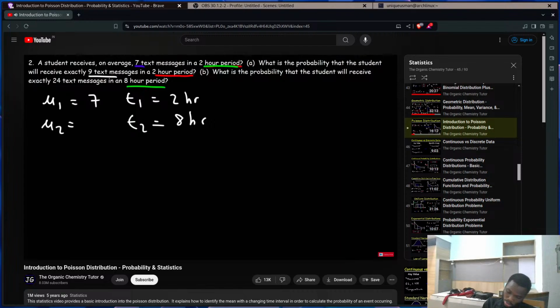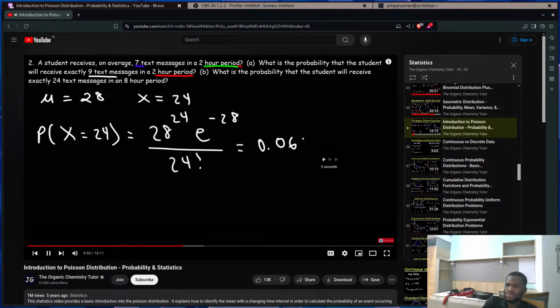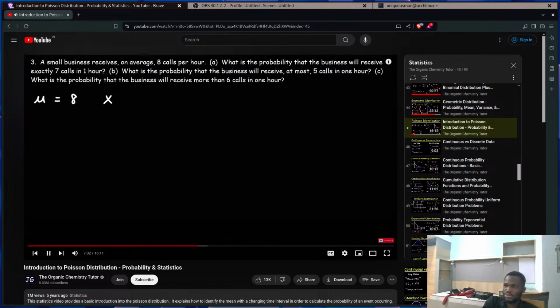By looking at these values, you can see what it is. To go from 2 to 8, you need to multiply the 2 by 4. So therefore, we need to multiply the mean by 4, which will give you 28. 7 times 4 is 28. So that's the mean value. Now sometimes the math will not work out as nicely as what we see here. So you can set up a proportion. If you want a formula to do this, you can use this one: mu 2 over mu 1 equals t 2 over t 1. And x is 24, since we want to calculate that.